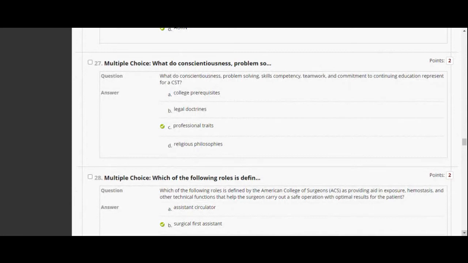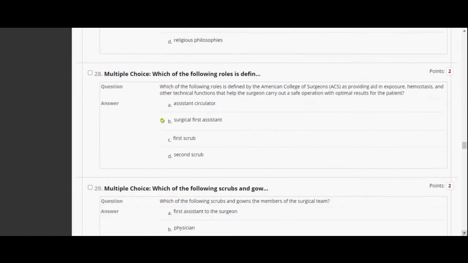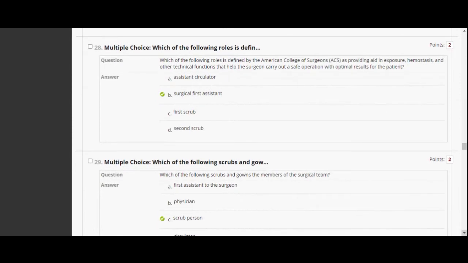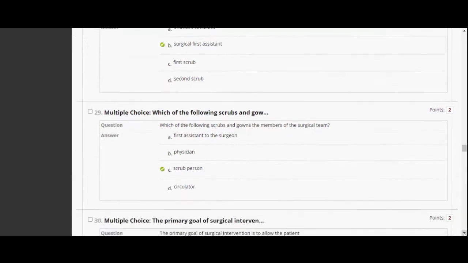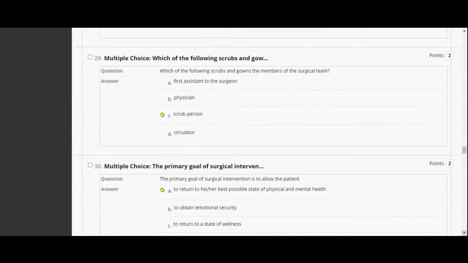What do consciousness, problem solving, skills competency, teamwork, and commitment to continuing education represent for a CST? Professional traits. Which of the following roles is defined by the American College of Surgeons as providing aid in exposure, hemostasis, and other technical functions that help the surgeon carry out a safe operation with optimal results for the patient? Surgical first assistant. Which of the following scrubs and gowns the members of the surgical team? So that's the scrub person.